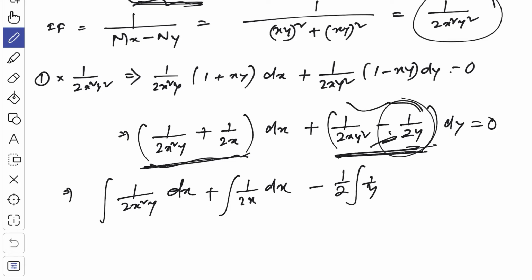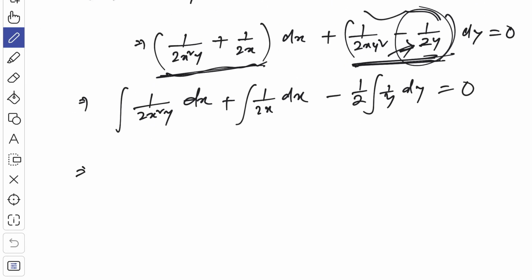We are going to take this part only, dy is equal to 0. Now let us integrate this. Here y is considered as a constant in this case, as we are going to integrate with respect to x only. So then what you will get, 1 by 2, y is considered as constant, and integration of x to the power minus 2 is going to be equal to x to the power minus 1 by minus 1. So that's what you will get in this case.